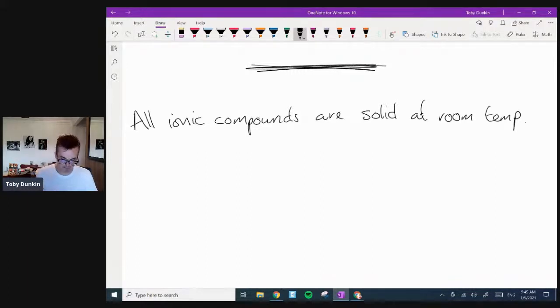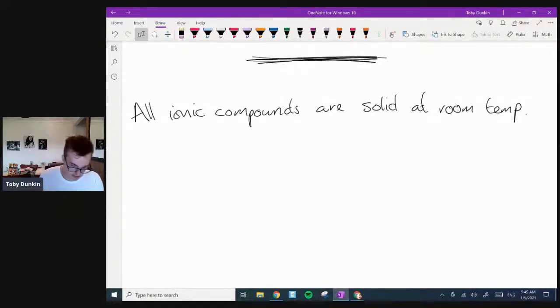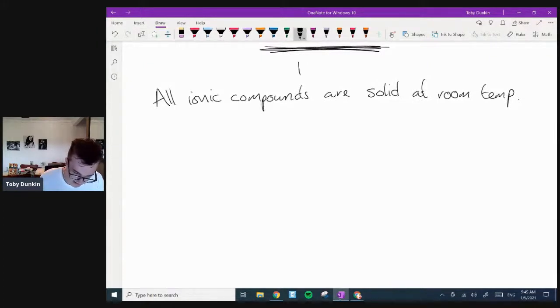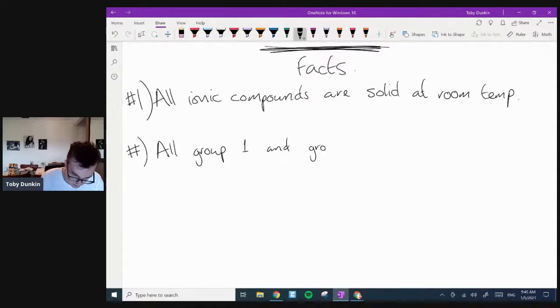And solid at room temperature. And most are white. So we need a bullet point here. We can do facts if you like. Fact number 1: all ionic compounds are solid at room temperature. Number 2: all group 1 and group 2 ionic compounds are white. Now I need to show you what that means.